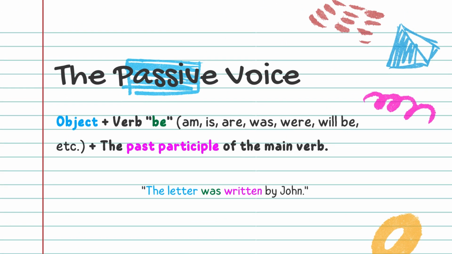To form the passive voice, we use the appropriate form of the verb be: am, is, are, was, were, will be, etc., followed by the past participle of the main verb. For example, the letter was written by John.